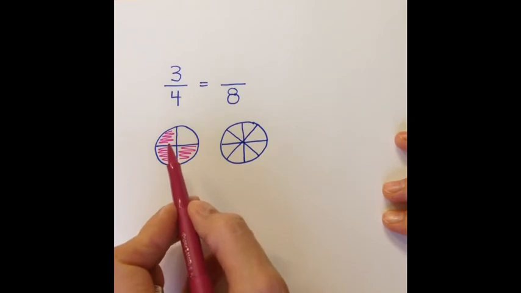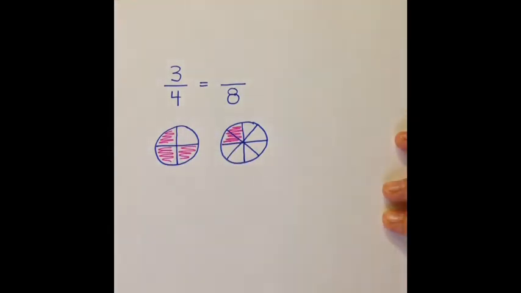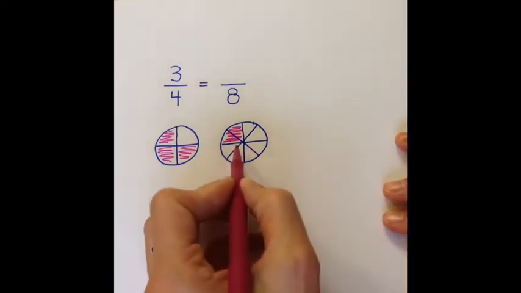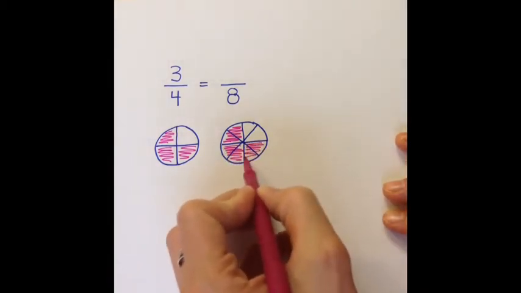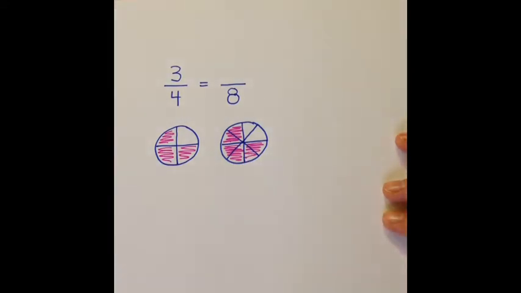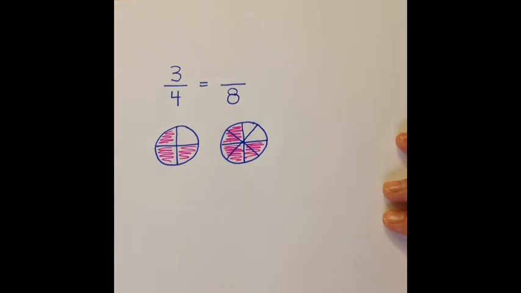I need to color in the same amount of space. So that's the same amount of space as 1 piece, 2 pieces, 3 pieces. So altogether, I ate 6/8 of this pie.